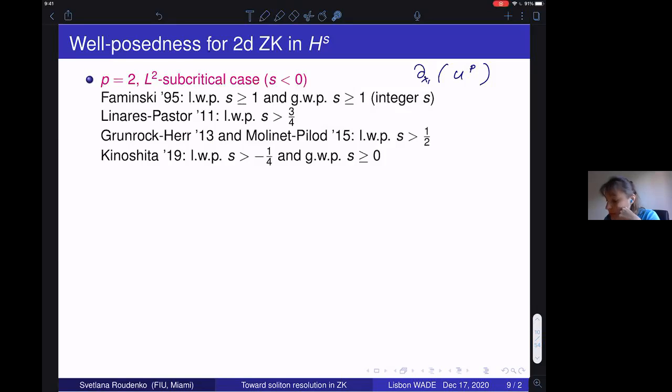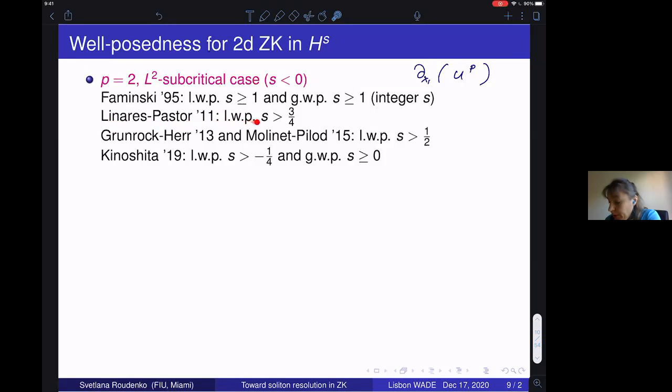So what do we know about this case? This is s less than 0, it's subcritical, so we expect that probably the solutions should exist globally. In fact, I didn't really mention that we can also consider the focusing and defocusing cases, but I typically consider just the focusing case. Investigation of solutions started with Fominsky in 95, where he considered integer s and obtained the local well-posedness and global well-posedness for integers s greater or equal to 1.